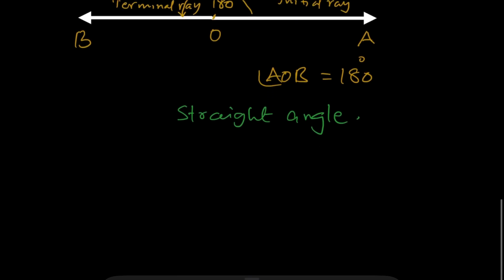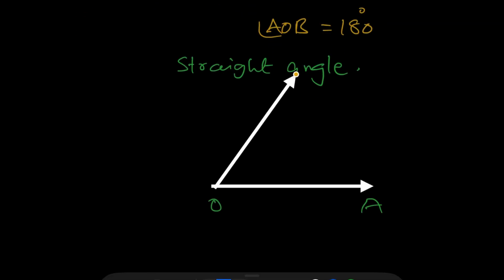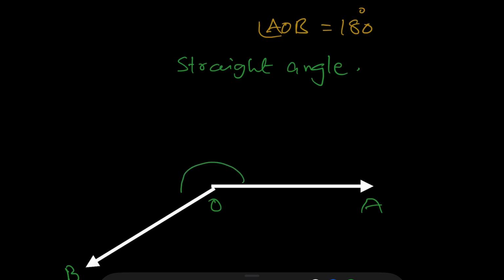Now, further rotate the terminal ray again. See, this is an acute angle. This is exactly perpendicular, a right angle. This is more than 90 degrees, an obtuse angle. This is a straight angle. Now, it is more than a straight angle, meaning more than 180 degrees. Now, OB is the terminal ray, this is the initial ray OA. This angle, which is more than 180 degrees, is called a reflex angle.